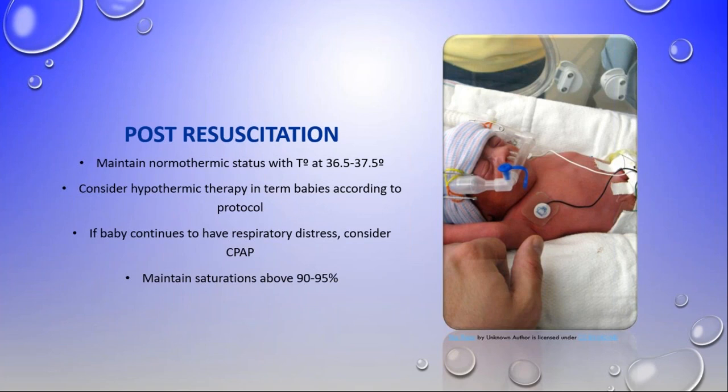I think it's possibly close to October. If a baby continues with respiratory distress, now you can consider giving this baby its surfactant, putting it on CPAP right there in the unit, and maintain the saturations above 90 to 95. Monitor saturations and wean the oxygen if necessary.